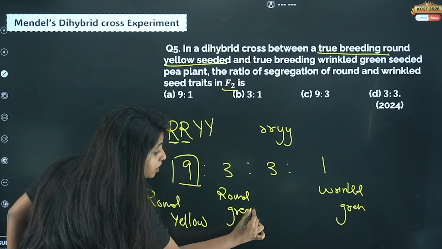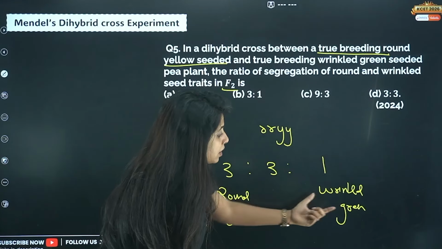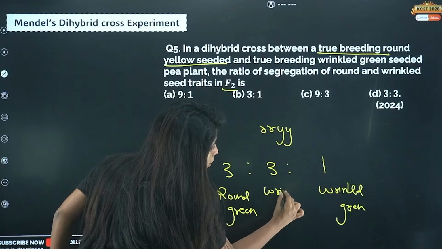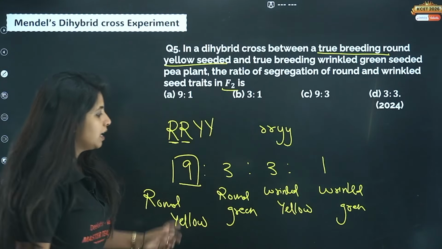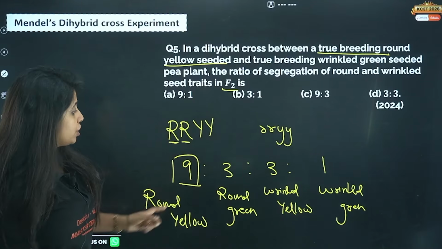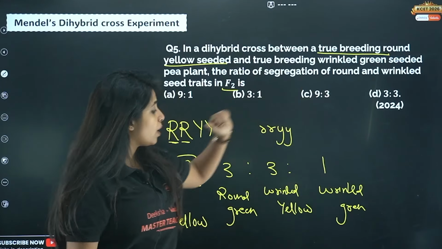This is known as non-parental character. This you did not see in any parents. And here wrinkled was with green. So let's make wrinkled with yellow. Wrinkled with yellow. Now, you are being asked in F2 generation, this is for F2 generation. In F2 generation, what is the ratio of segregation of round and wrinkled?